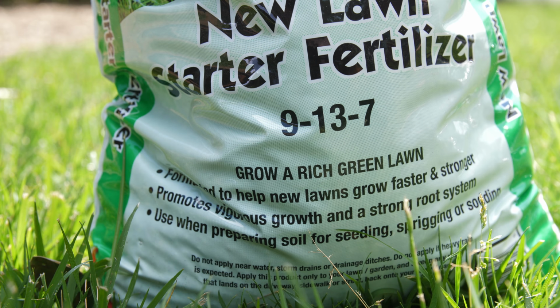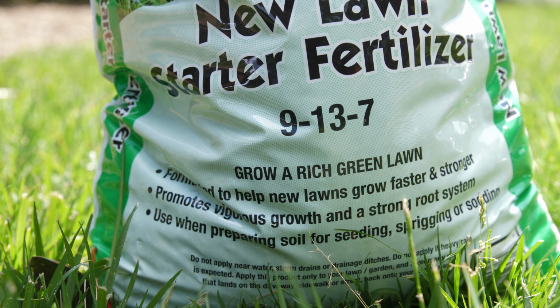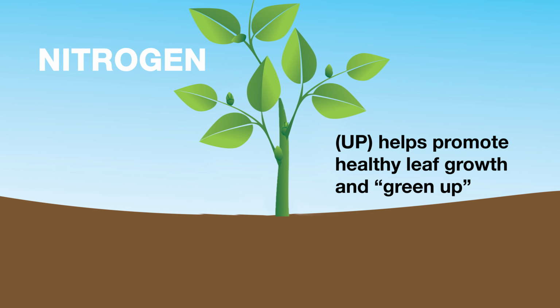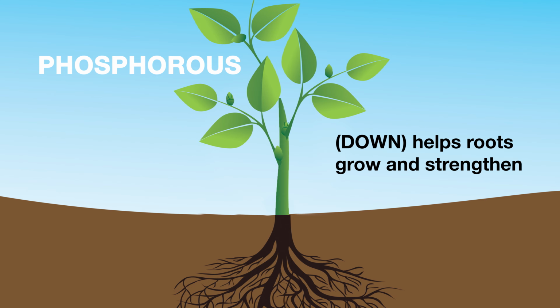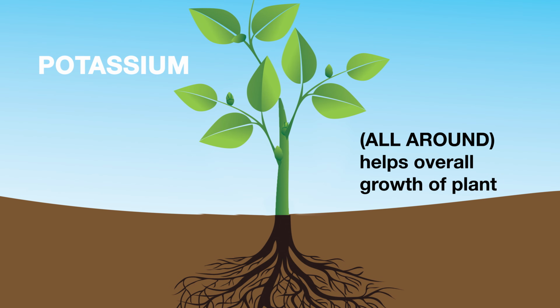Fertilizer is going to have 3 numbers on it. These 3 numbers stand for the NPK ratio, and NPK stands for nitrogen, phosphorus, and potassium. A good way of remembering what this stands for is up, down, and all around. So the first number, nitrogen, is going to help your leaf growth and grow quicker and stronger. Down, phosphorus, is going to help your roots grow, and then potassium is all around growth.